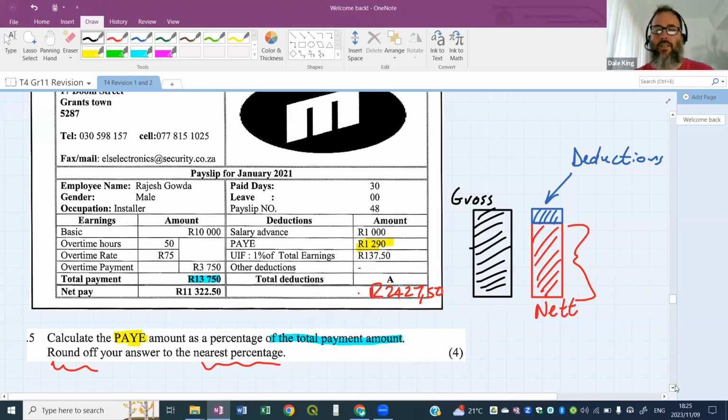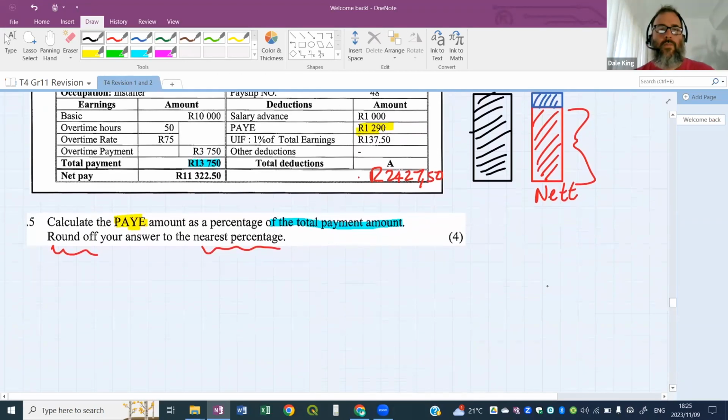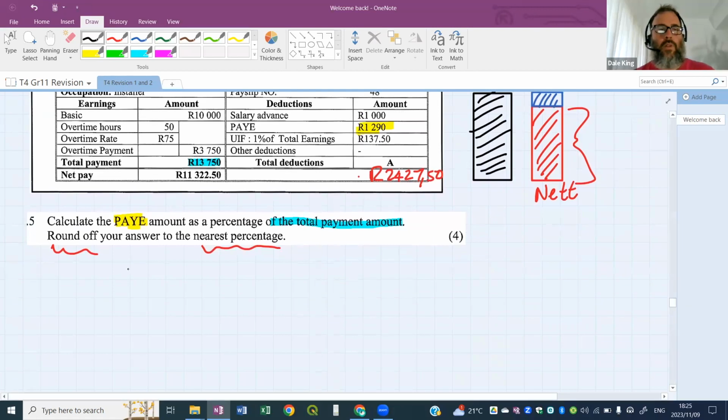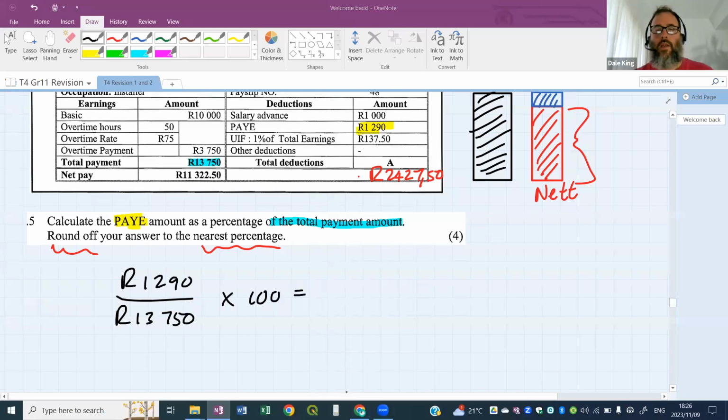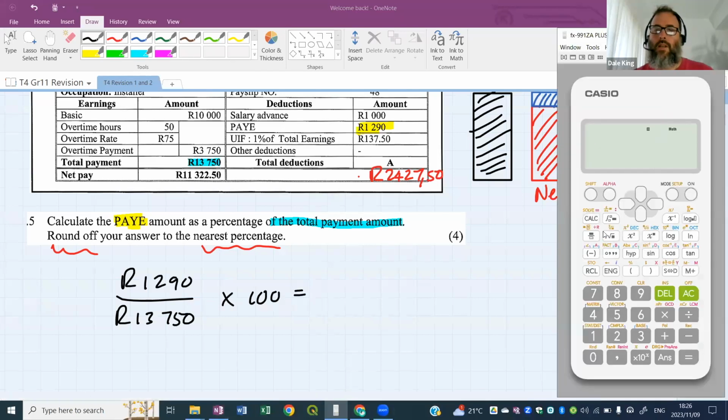All right, let's check it out. Let's try this one. Okay, so we can do a basic percentage calculation. We're going to put the PAYE on top, 1290, over the 13,750 and times by 100. Okay, and this will be done on the calculator, and I'll use the fraction. So 1290 over 13,750. Whoopsie. 1290 times 100. And let's see what we get.